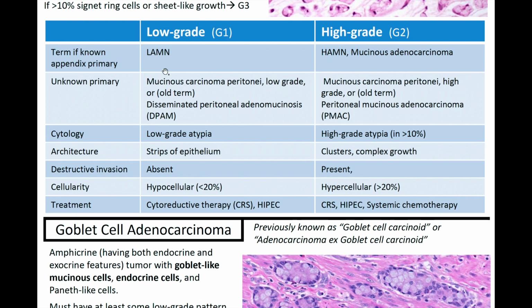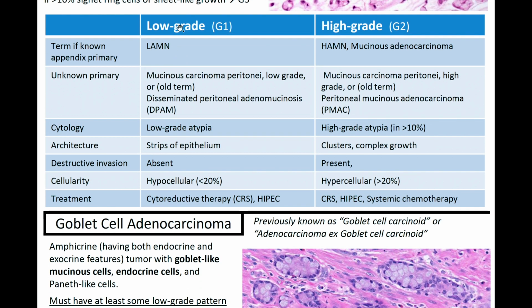And then if you want to reference this table on your own, I'm not going to belabor the point. It's very similar to the last table, so a good thing to reference and take notes on. The features that would distinguish low grade or G1 versus high grade or G2.